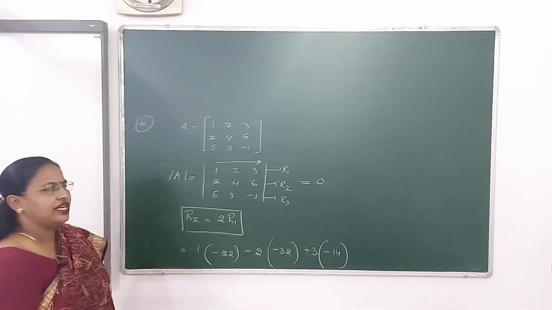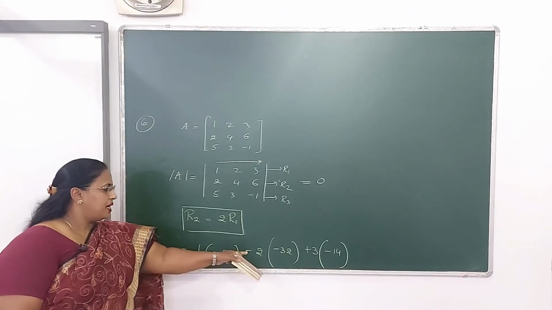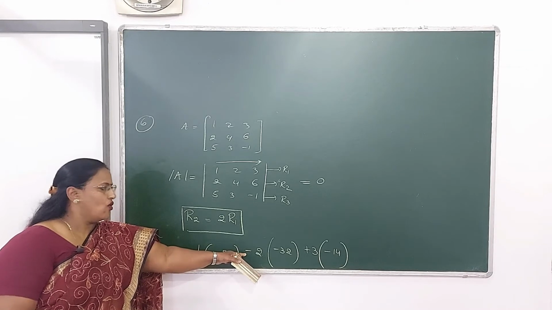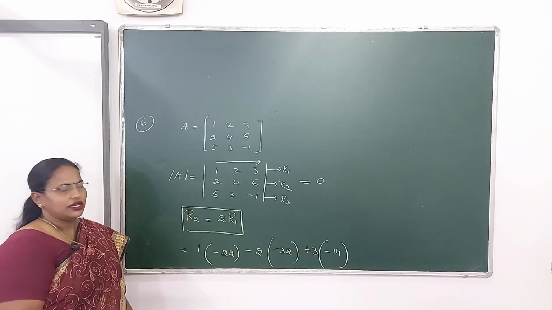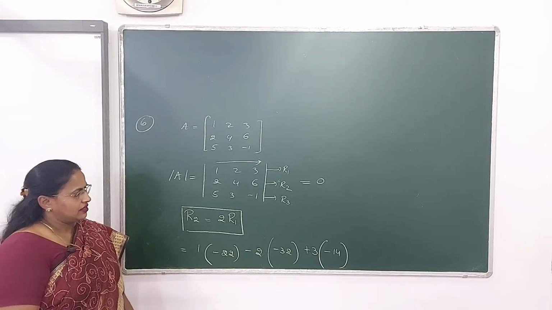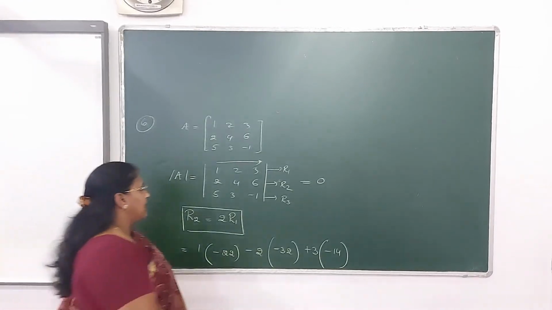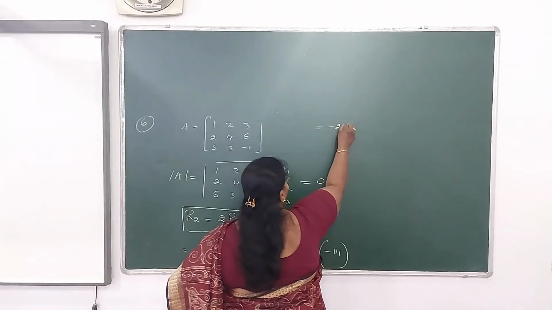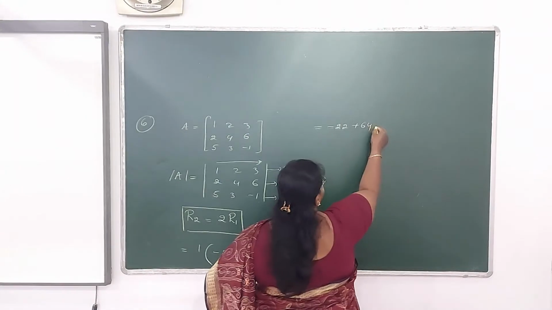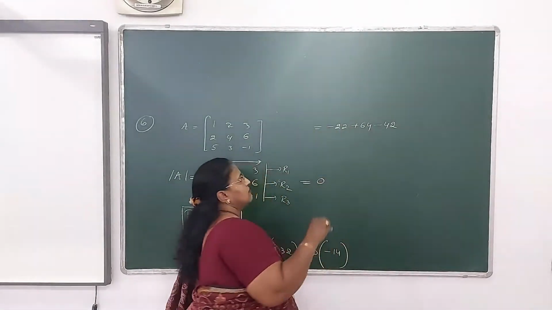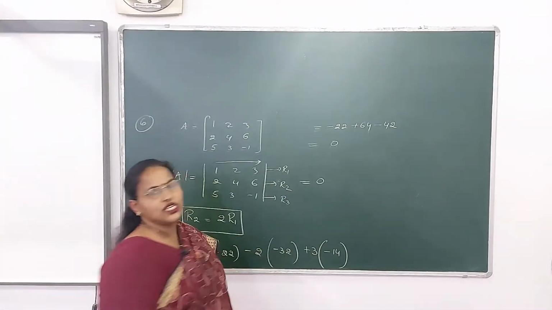Now check the answer whether it is okay or not. It's minus 22 plus 64 and that is minus 48. Is that okay? No, how much is it? It's minus 42, not 48. That means it's minus 22 plus 64 and this is minus 42. Now check this. Is it coming 0? Yes, it is 0.